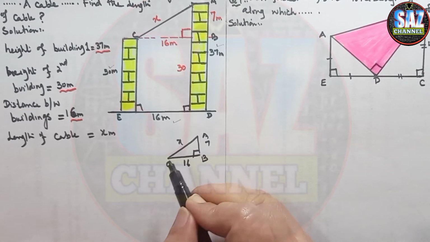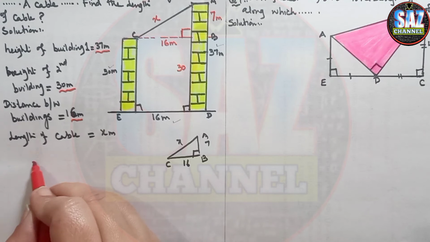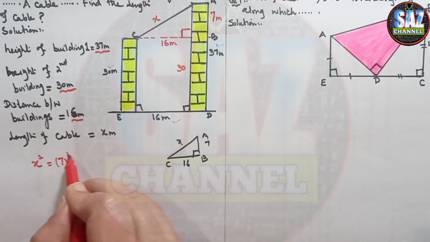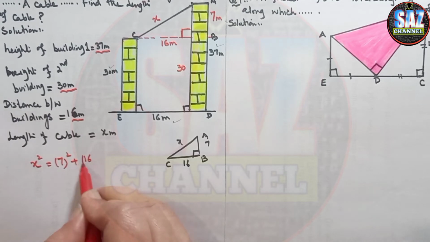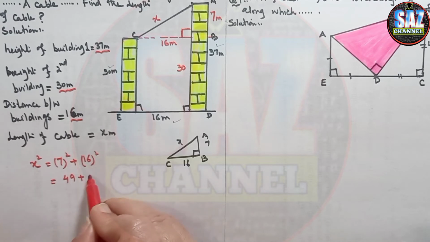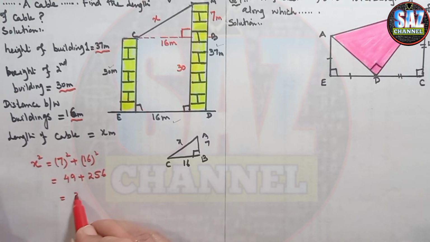Now we have to apply Pythagoras theorem. Okay, and Pythagorean equation will take the form x square equals to 7 square plus 16 square. 7 square is 49 and 16 square is 256. Okay, now add up 256 plus 49, and this will give me 305, which is equal to x square.